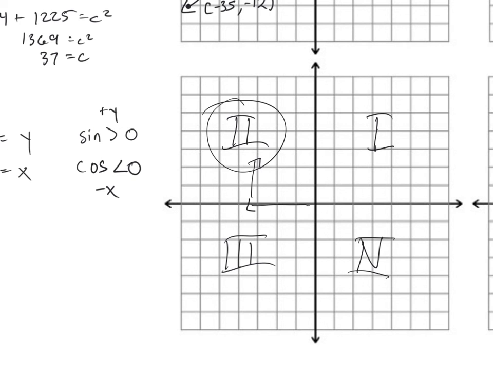Just like that. Let's say our sine is positive and our cosine is positive. They're both greater than 0. If they're both positive, then go over, up. Well, that's quadrant 1 right there. So knowing that cosine correlates to x and sine correlates to y, you can figure out which quadrant the coordinates land in.